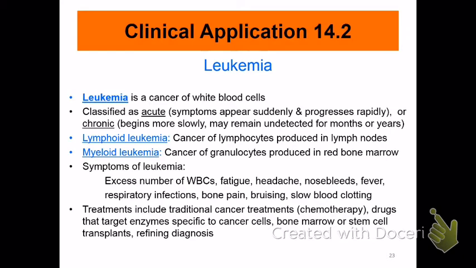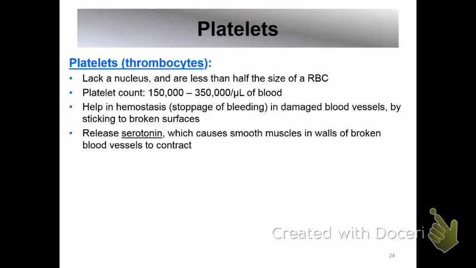And there's two different kinds. If you have acute, it shows up fast, lots of high pain. If it's chronic, it's slow and maybe undetected for even years. There's lymphoid leukemia, and that's cancer in the lymphocytes, right? The lymph nodes. There's myeloid leukemia, and that's cancer of the granules, the sandy looking ones, right? It's produced in the bone marrow. So that just gives you some information about leukemia that was in the book.